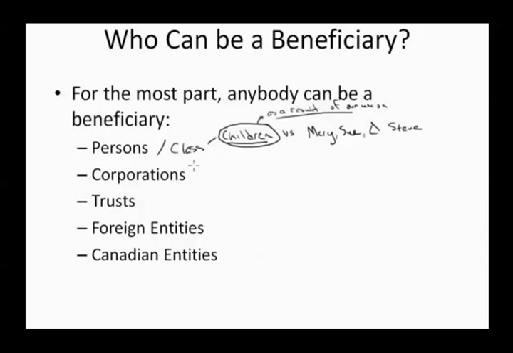We can name corporations, and there'd be a whole bunch of stuff in here. When we talk about corporations, this might be a business. And we're not restricted to business corporations. We could also name a partnership as a beneficiary. We could name other kinds of corporations, such as societies or foundations or other not-for-profit entities.